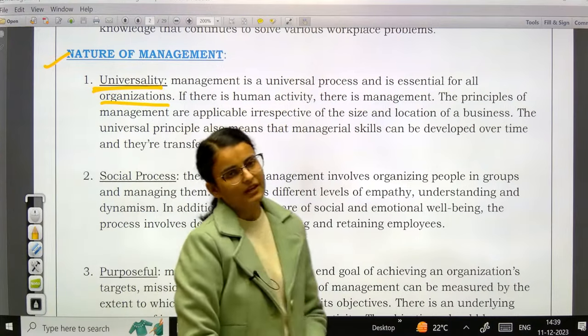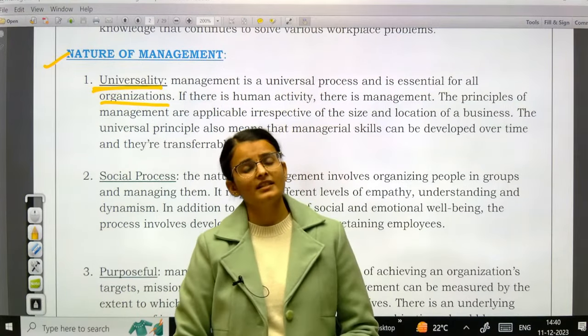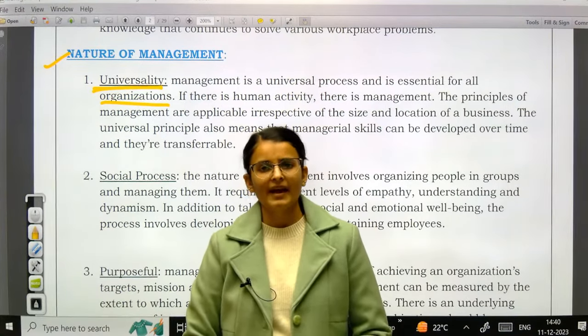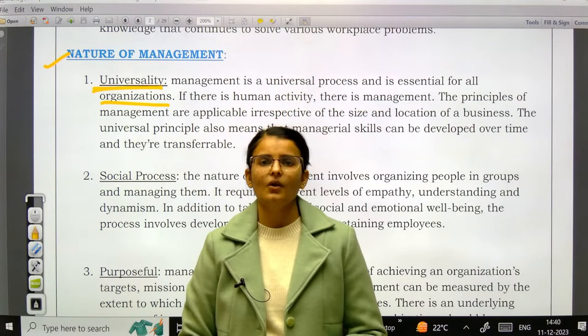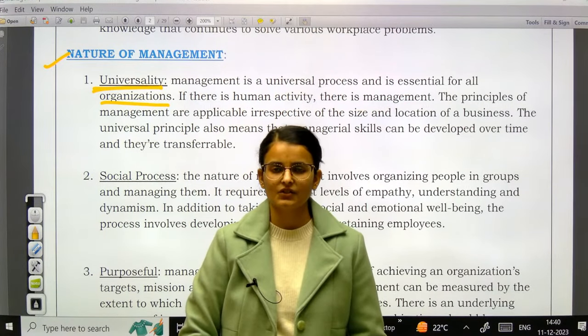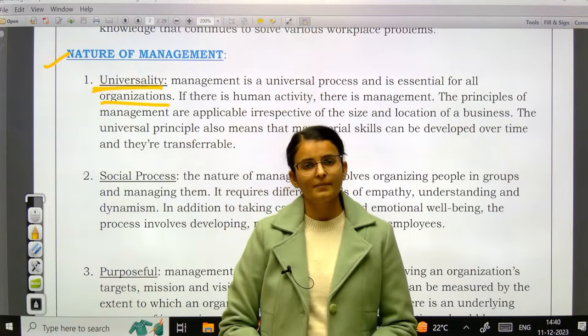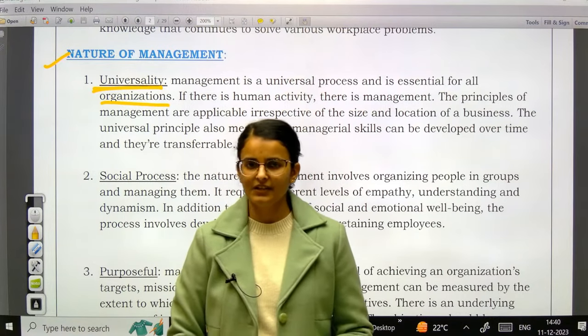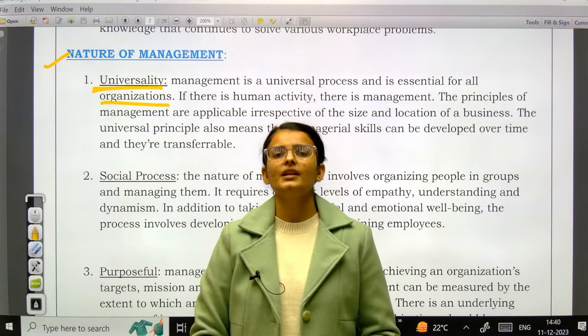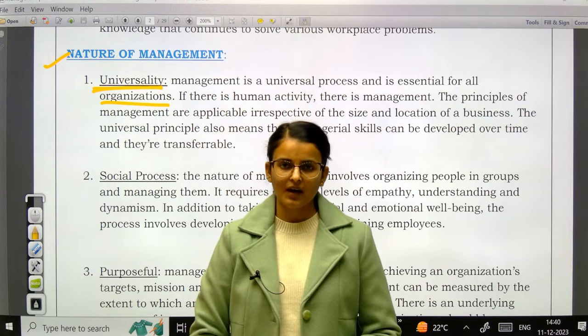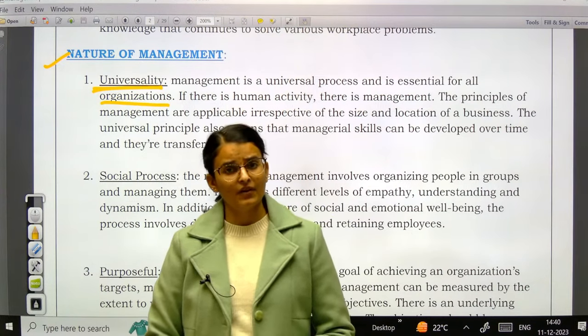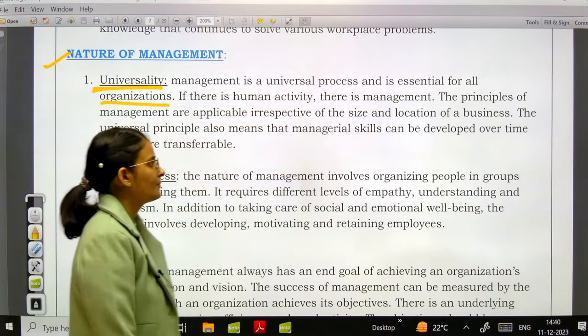So the universality of management is not limited to a particular organization or a particular industry. It is basically saying that wherever people are working, in any industry or factory, management is a prerequisite. Management will be required in every organization and every place where people are working.